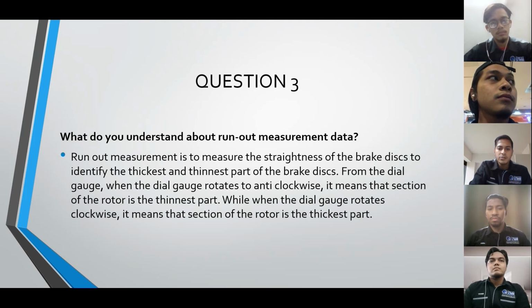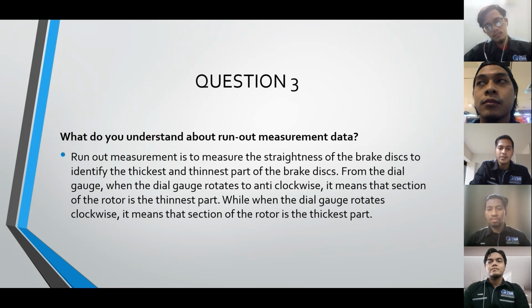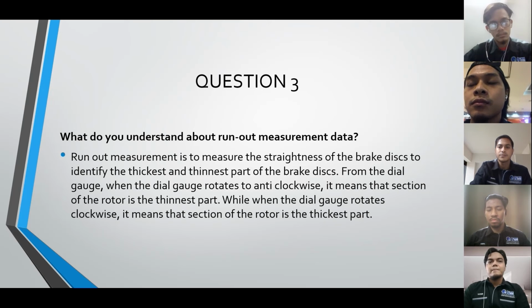For question 3, what do you understand about runout measurement data? Runout measurement is to measure the straightness of the brake disc to identify the thickest and the thinnest part of the brake disc. From the dial gauge, when the dial gauge rotates anti-clockwise, it means that section of the rotor is the thinnest part. While when the dial gauge rotates clockwise, it means that section of the rotor is the thickest part.